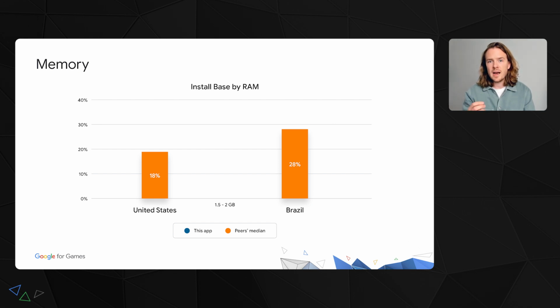Now, with this data, I can clearly see that more players in Brazil are using lower memory devices. So if I want to create the next Battle Royale sensation there, I probably want to spend the extra engineering effort to lower my memory min spec to 1.5 gigabytes and higher.